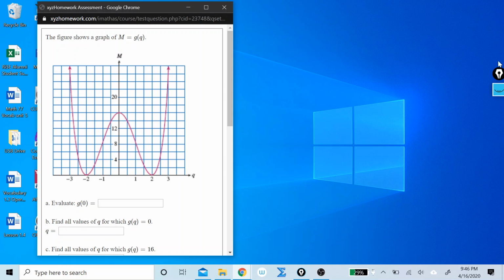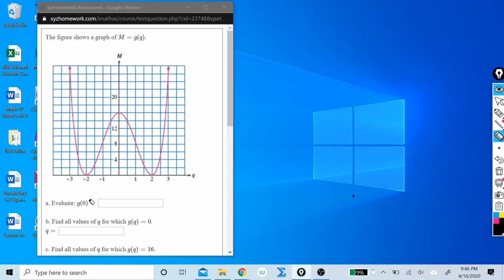The first thing they're asking us to do here is to evaluate the function when the input is 0. So when the input is 0, that means along the input here, this is 0. So it wants to know g of 0. I go up and find where the graph crosses x equals 0. My input equals 0, and that's up here at 16. So the answer here is 16.